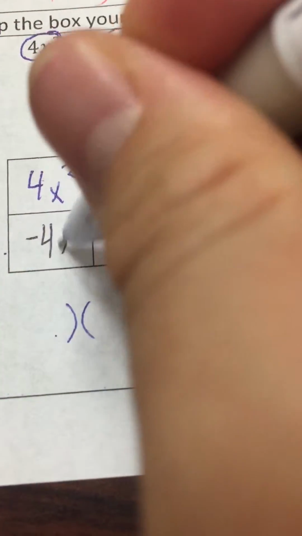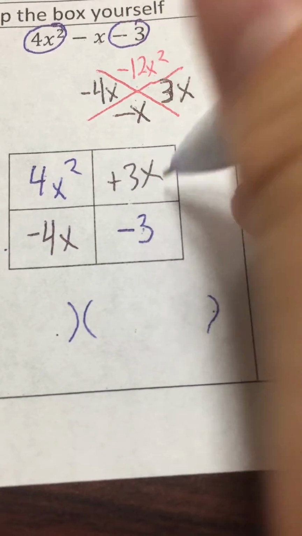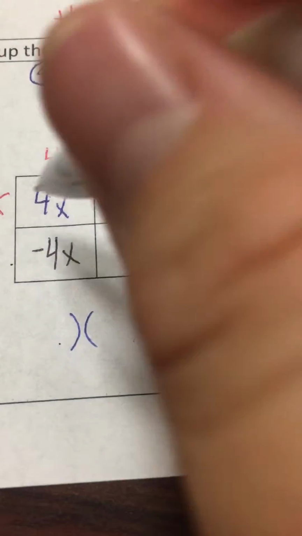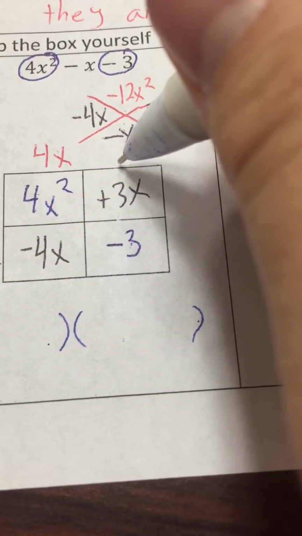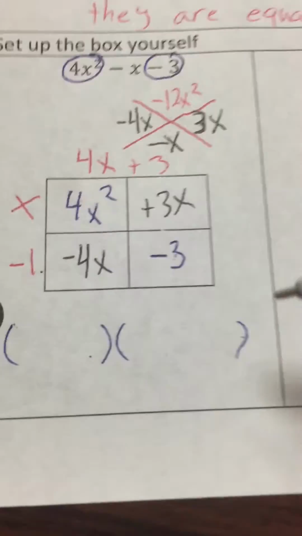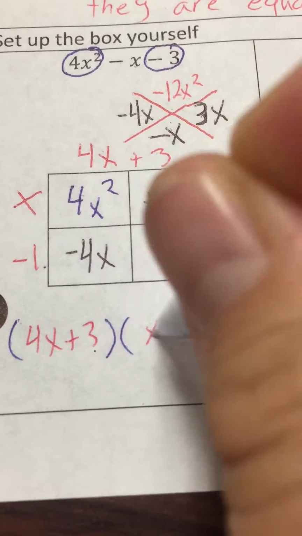So -4x, +3x, and then from there I can go ahead and factor these out. Take out the x, take out this 4x. 4x times -1 is -4x. Then multiply this out here, x times 3. And there you go. There are your factors: 4x plus 3 and x minus 1.